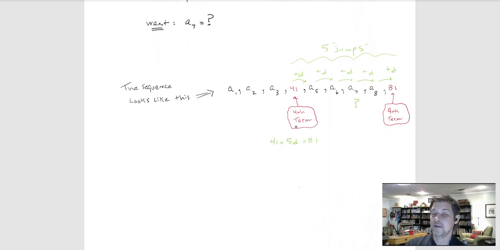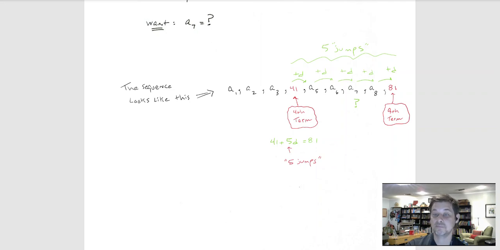Now that will allow me to solve for d, but I want to highlight something real quick before I solve this and give you the answer. That 5 right there refers to my 5 jumps. You take 41 and you take 5 jumps of this number d, and you get 81. But I feel better if I write that down, so I'm going to write it down. So 5 jumps. That's what this significance is in that equation.